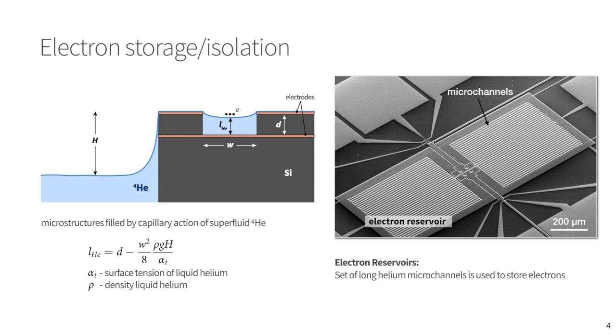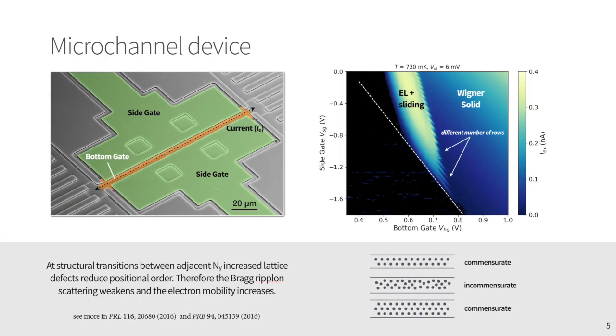Now we can create a set of long microchannels and use them as electron reservoirs, where we can store electrons. We did an experiment in such a device, where two large reservoirs are connected with a smaller microchannel. In this experiment, we measured an electric current through the central microchannel connecting these two large reservoirs, and different voltages applied to the side gate and to the bottom gate.